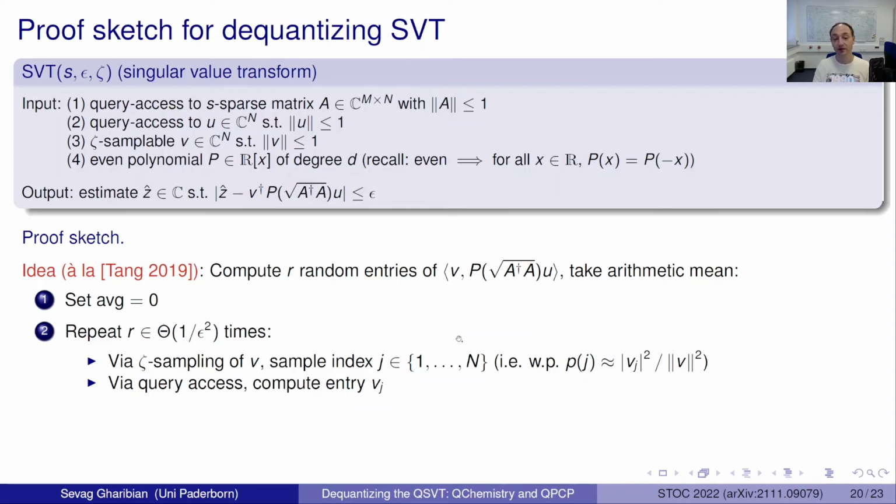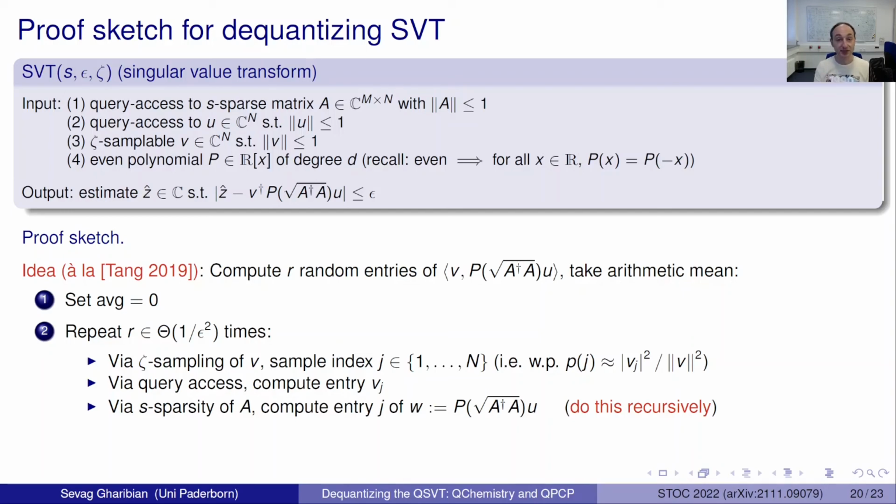That gives me vj. And now on the right-hand side, I need to compute the corresponding jth entry there. And it turns out this we can also do classically, efficiently. We need a recursive technique here, but I won't have time to go through it. But the key point I want to tell you about is that this is only possible classically efficiently because we're assuming S is polysparse, essentially. S is a polynomial, so A is polysparse. Okay? So this gives me the vjth entry on the left, the wjth entry on the right.